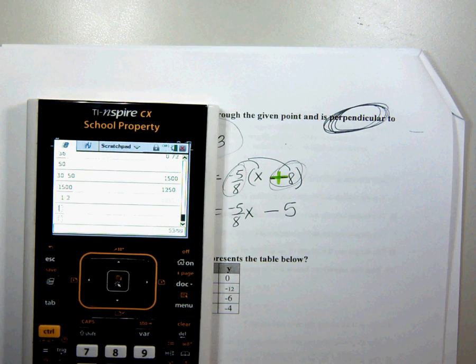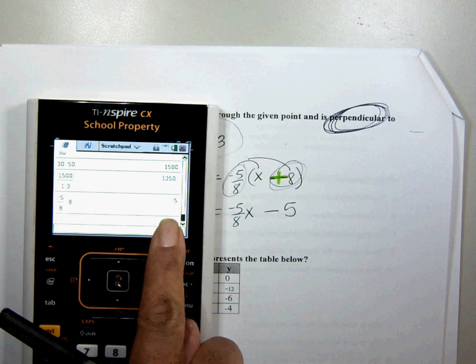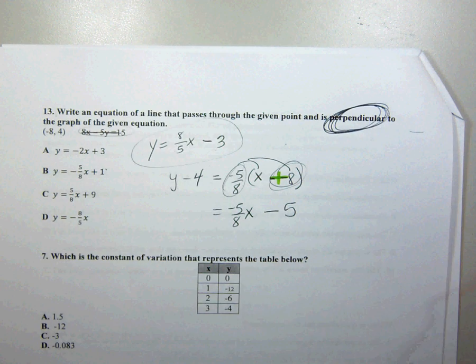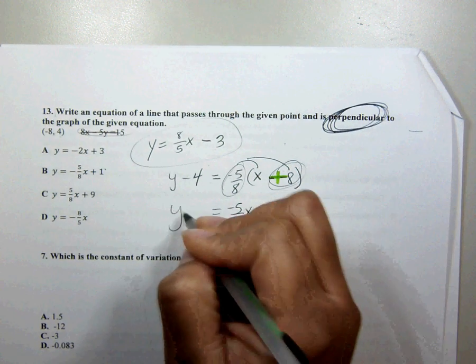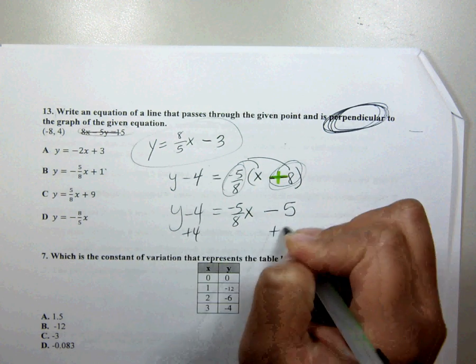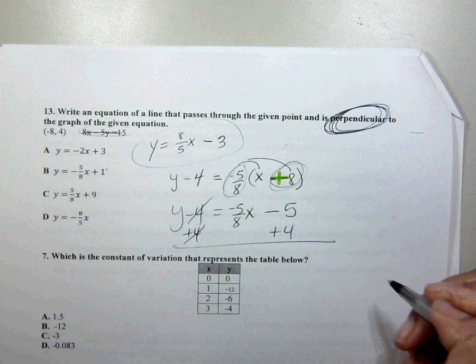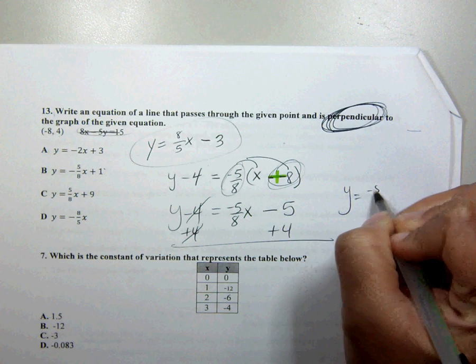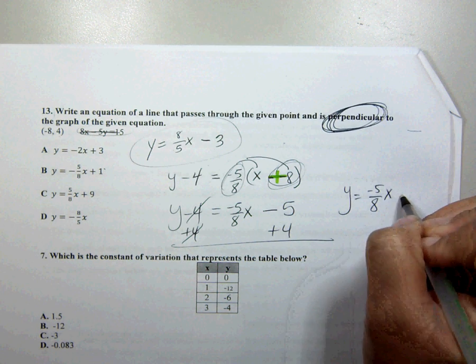Control divide, negative 5 over 8 times positive 8, negative 5. Okay, so we write minus 5. Now we add 4, and the answer is negative 5 over 8x minus 1.